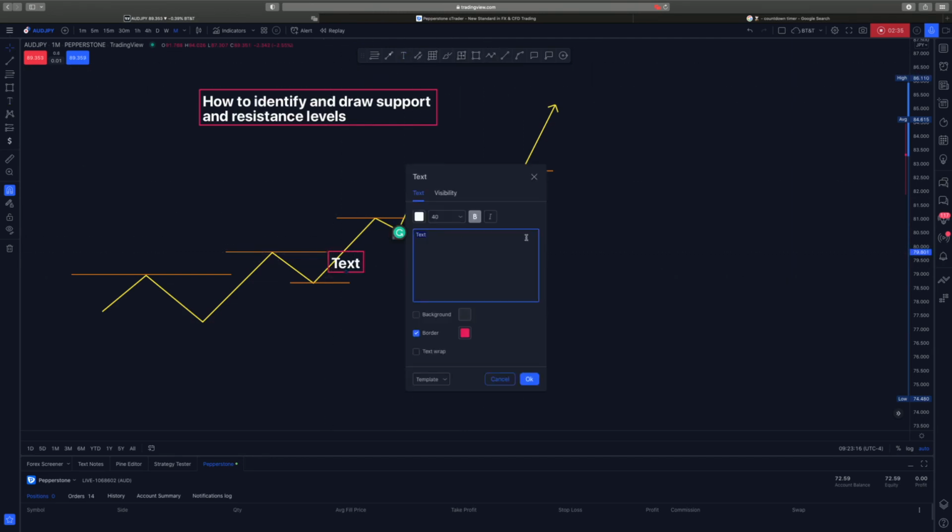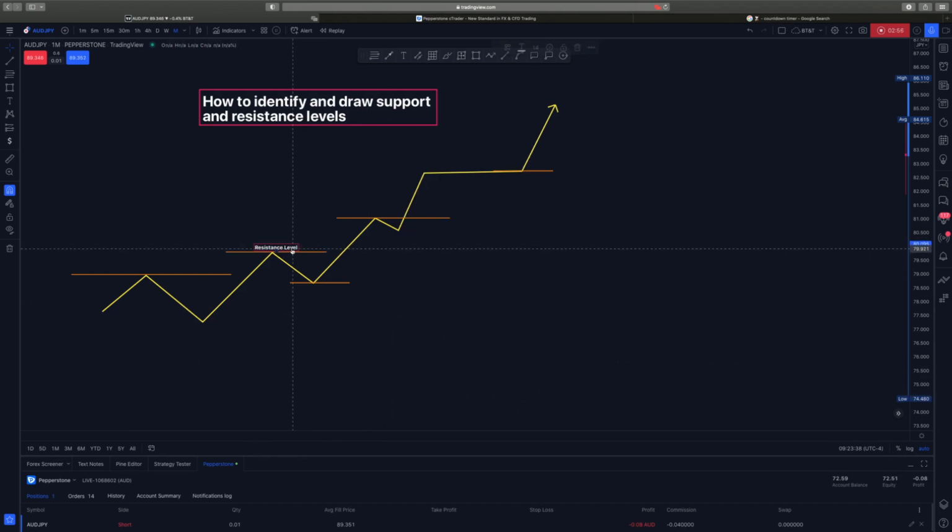So if I just have to label this, I'll say this is resistance. Just name that as a resistance level. So this is a resistance level. If I clone that, another resistance level, and another resistance level. On the flip side, we have a support level here.